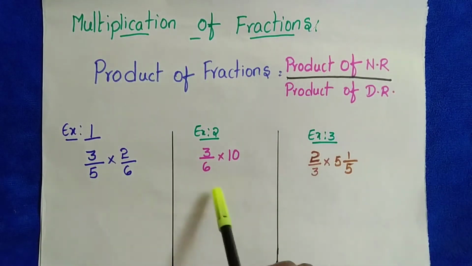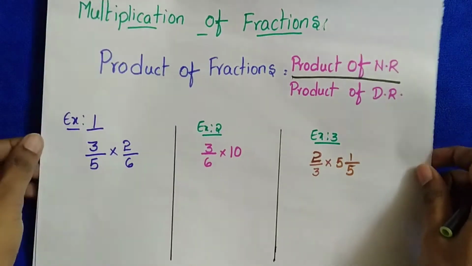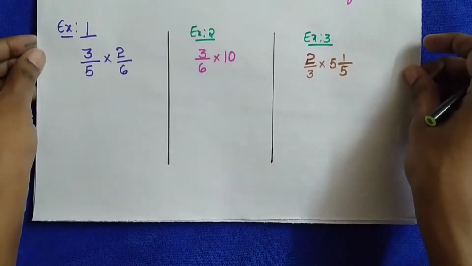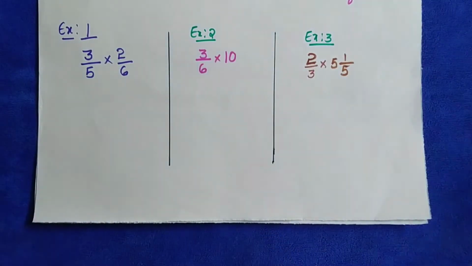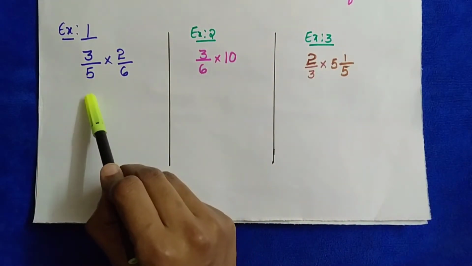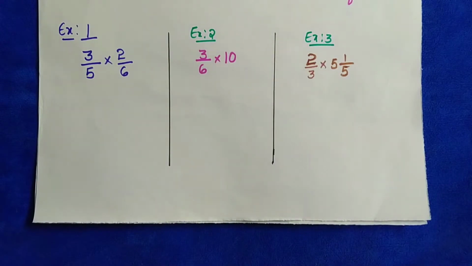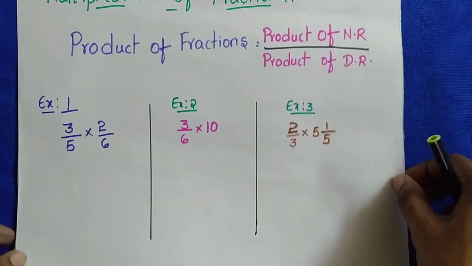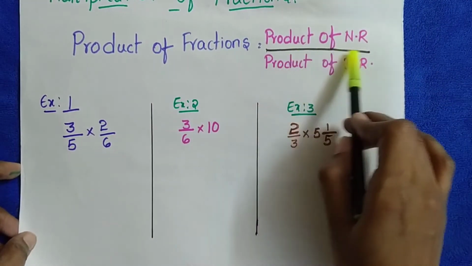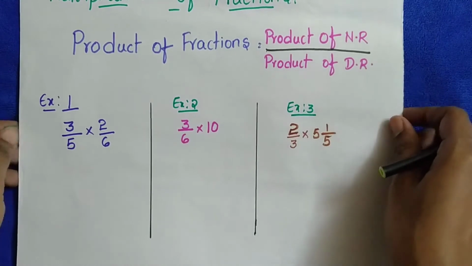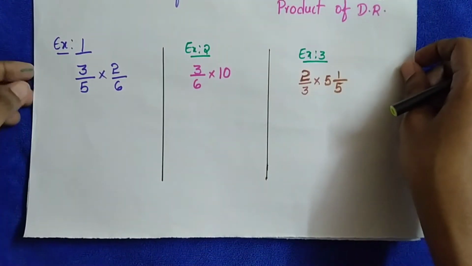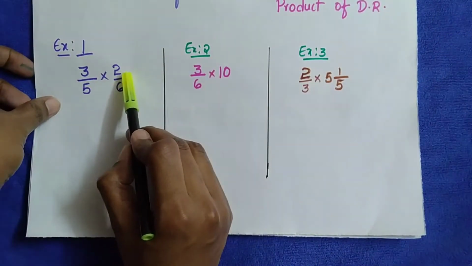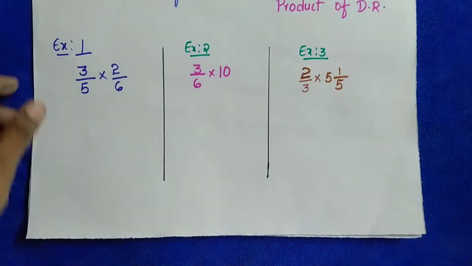And here I gave 3 different types of examples, children. Let me explain what those are. See the first example. What is example 1? 3 by 5 into 2 by 6. Here these two are fractions only, right? So what I told here, product of fractions is equal to product of numerators by product of denominators, right? So here we are going to multiply the numerators and multiply the denominators.